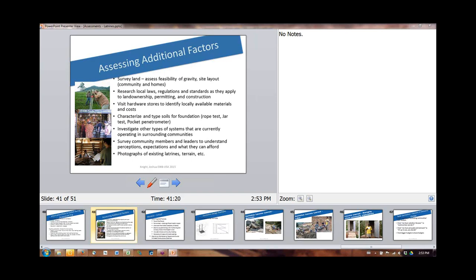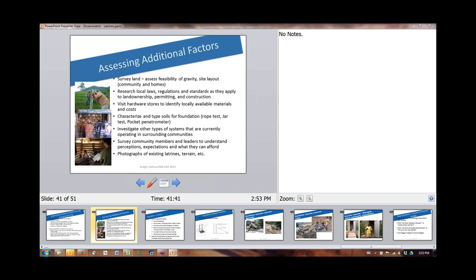It's best to get at least three invoices filled out from different hardware stores so you have a good feel for what's the best. You want to look at the soil type that we spoke of. These are the different types of tests that you can do. Again, I could send that out to anyone who's requesting it. Just send me an email. It's at the end of our presentation.